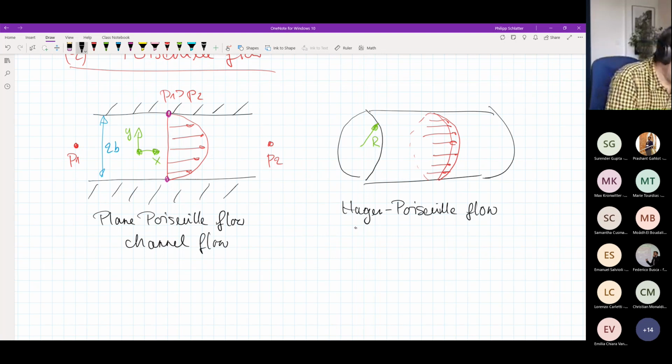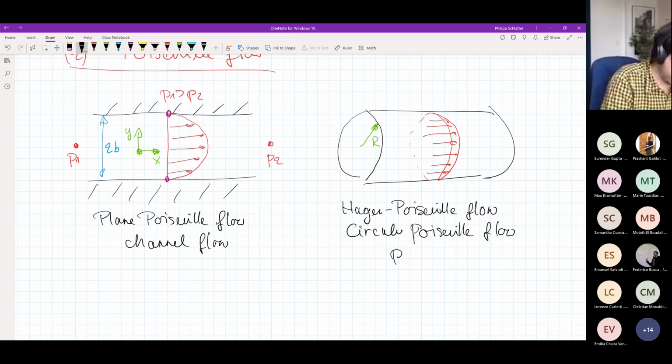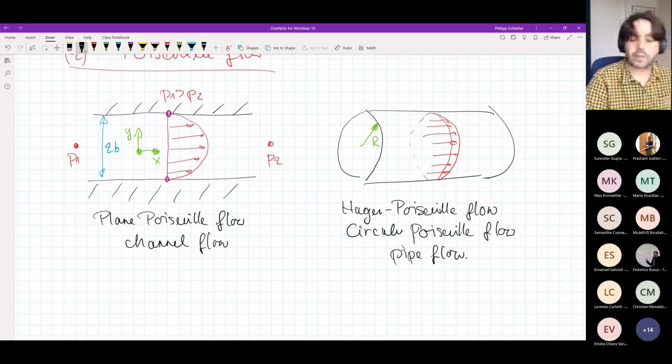Sometimes it's called circular Poiseuille flow, or just simply pipe flow. So you see here the difference between a channel, which essentially is a kind of two-dimensional cut through a pipe, but not axisymmetric, and then you have pipe flow, which is the axisymmetric version of a pipe.